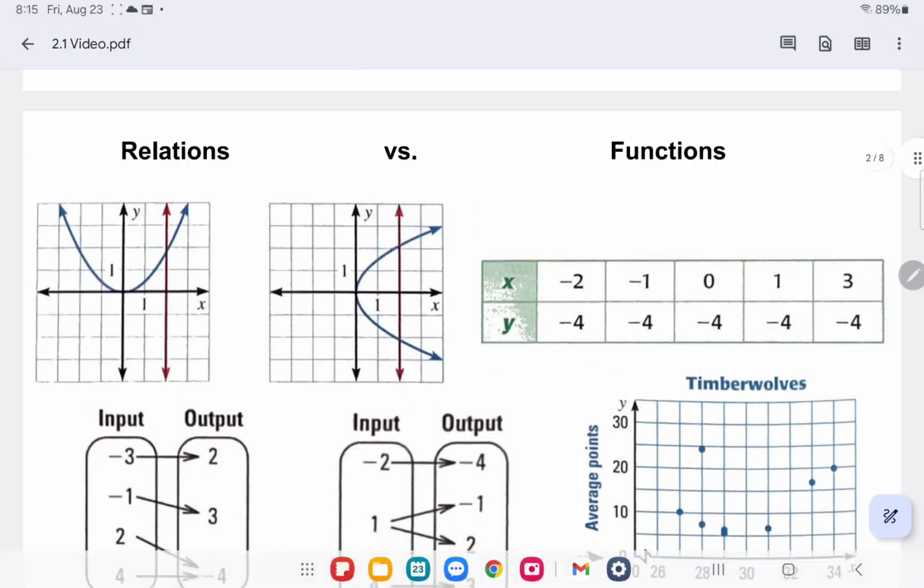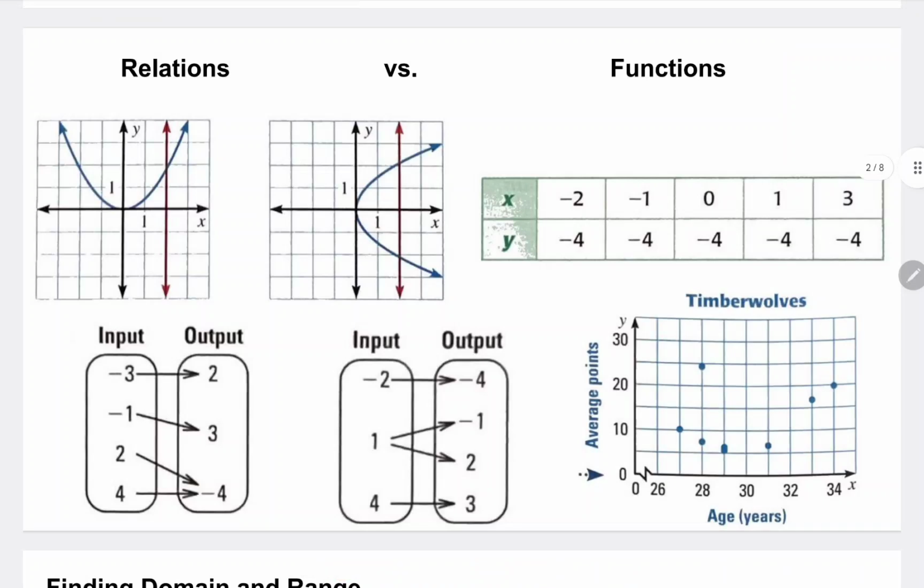How we can tell that with graphs is by asking ourselves, does it pass the vertical line test? Or in other words, if I drew a bunch of vertical lines on my graph, does it always just hit my function or my relation once? If there's no way to draw a vertical line that hits your relation more than once, then it is a function.